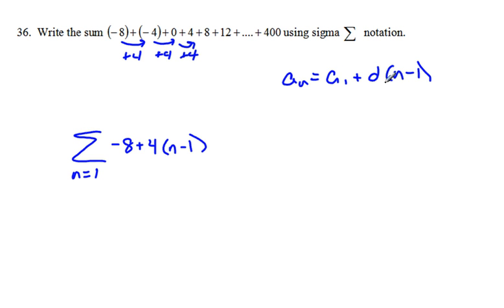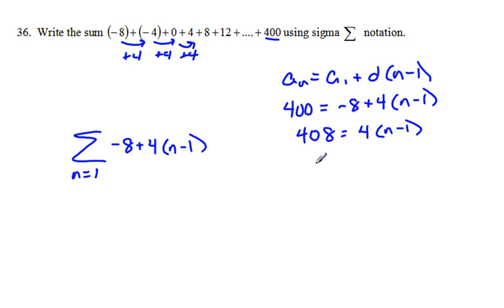I can actually use this formula to figure it out. I'm going to figure out which term is 400. So I put 400 on this side. My first term is negative 8, d is 4, and if I solve this equation, I can find n. So here we go. I'm going to add 8. 408 equals 4 times n minus 1. I'm going to divide by 4. So 102 equals n minus 1. Add 1, 103. So there we go. I have 103 terms up there.